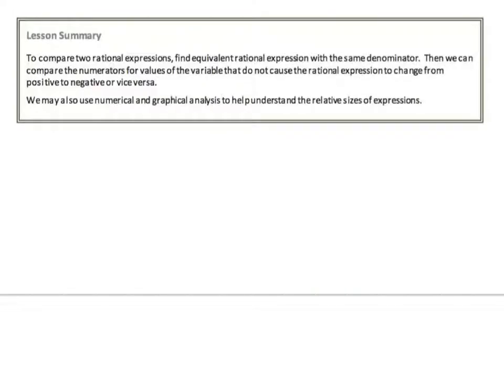Lesson summary: to compare two rational expressions, find equivalent rational expressions with the same denominator. Then we can compare the numerators for values of the variable that do not cause the rational expression to change from positive to negative or vice versa. We may also use the numerical and graphical analysis to help understand the relative sizes of expressions.